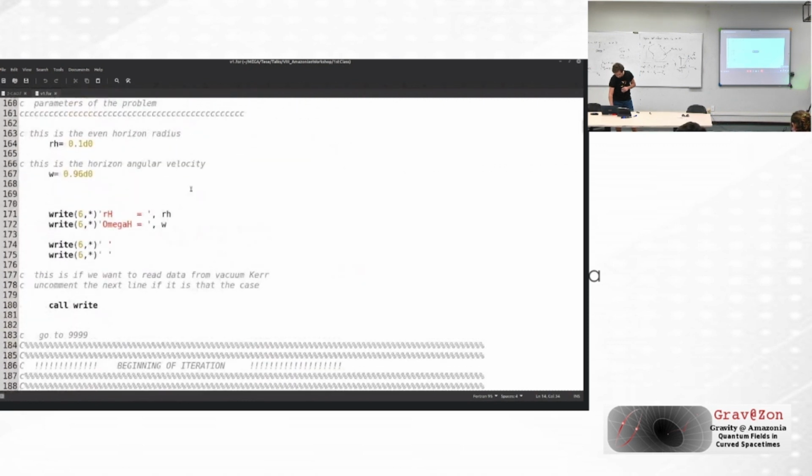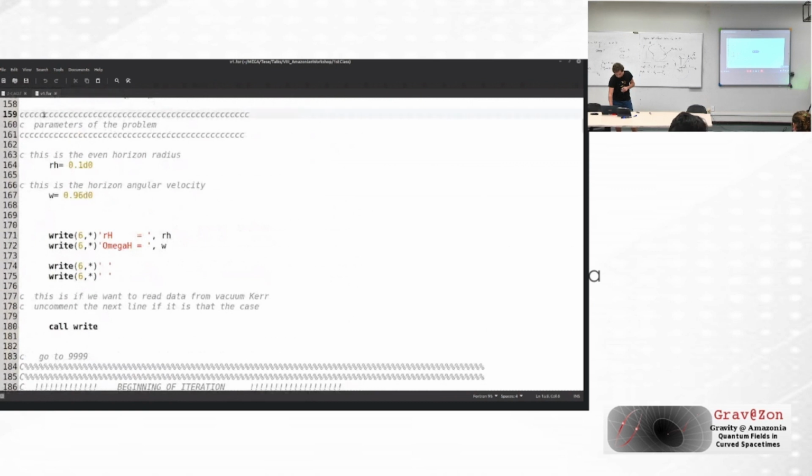So here is where you start to change the file again. In the case of Kerr, you have two input parameters. You have the radius of the event horizon and the horizon angular velocity. And here is where you define those values. You can, for example, say that the radius of the horizon is 0.1 and the horizon angular velocity is 0.96, for example.